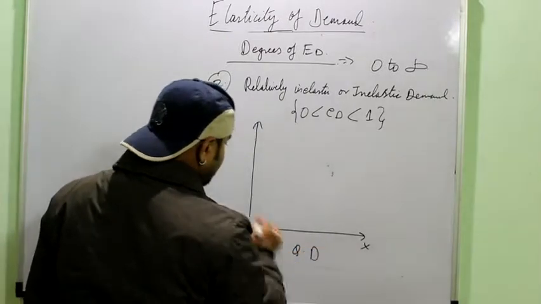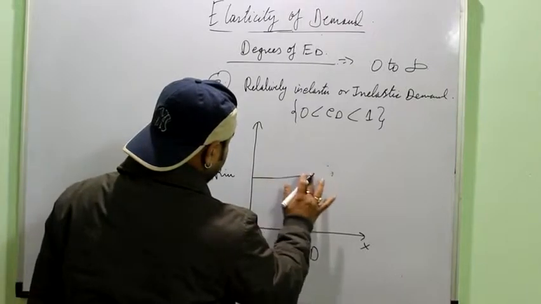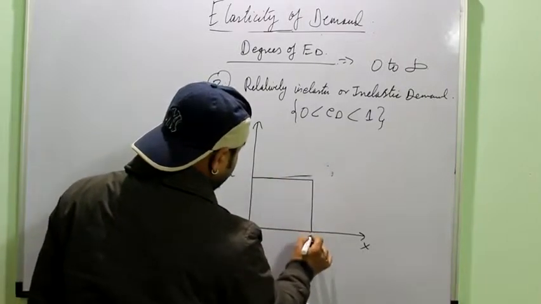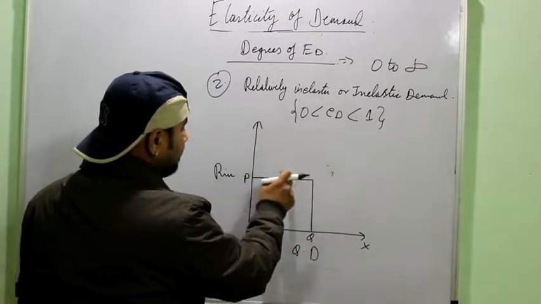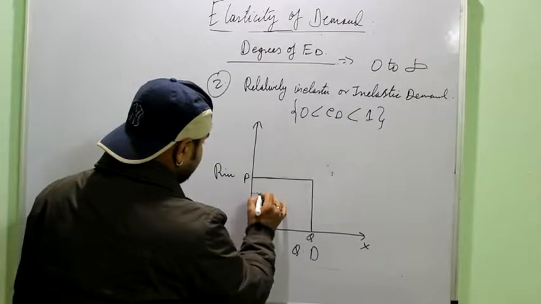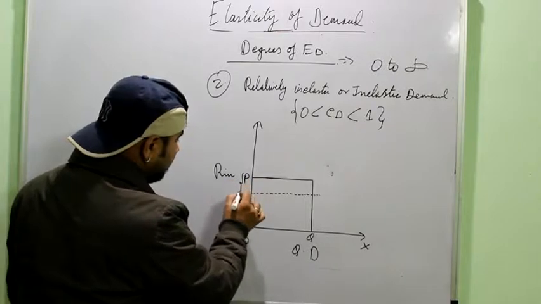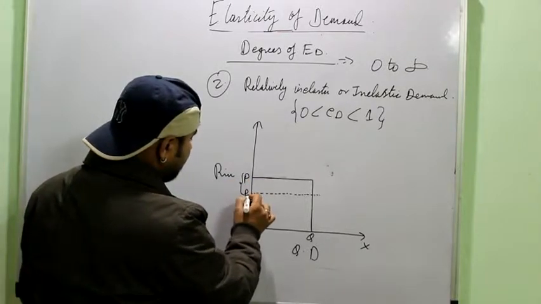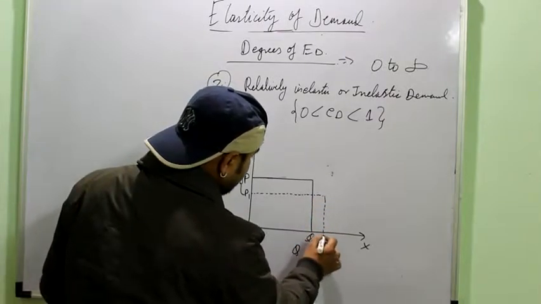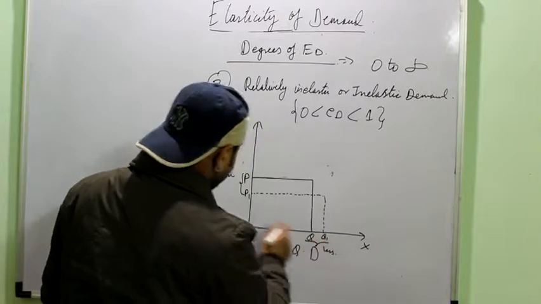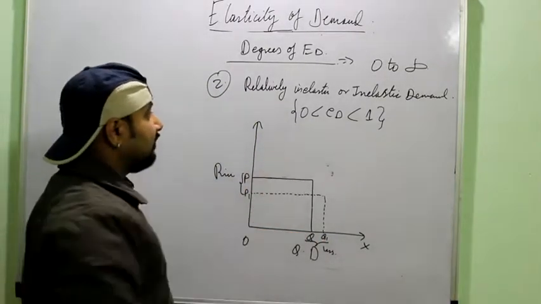Again you have the quantity demanded on the x-axis and price on the y-axis. Here first you mark your price and quantity. Now suppose I am reducing the price, so demand should rise. The basic idea is that the proportionate change in the price should be more, and the proportionate change in the quantity should be less. This gap should be more and this should be less. It shows relatively inelastic demand.